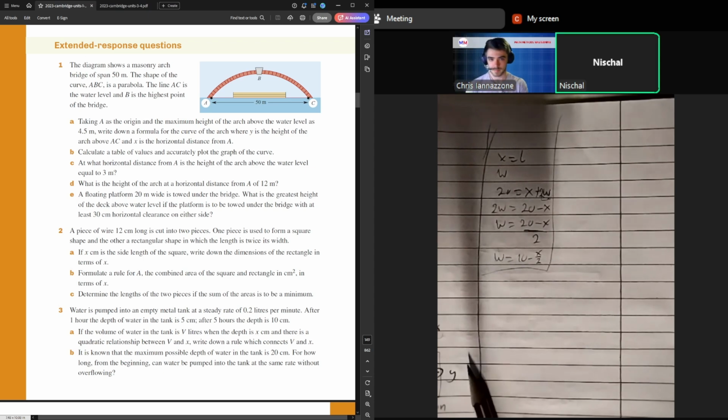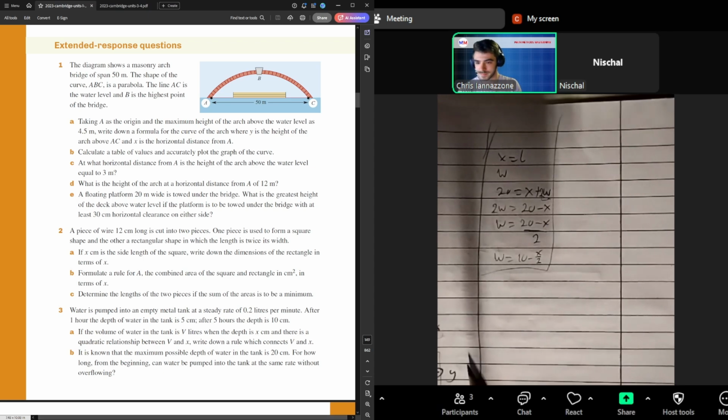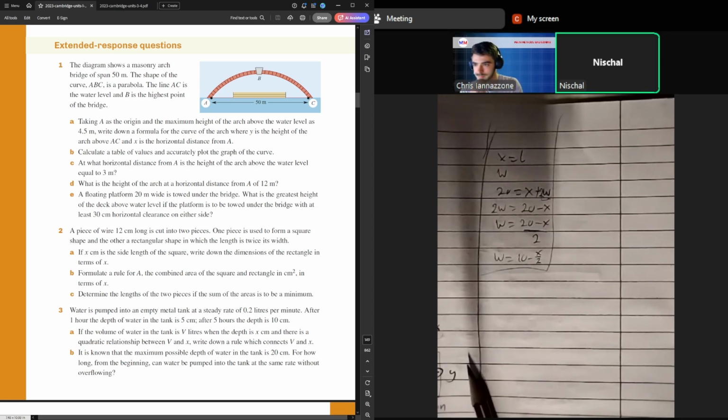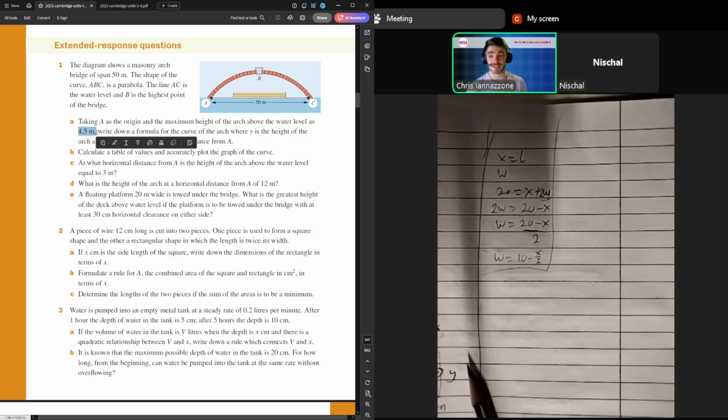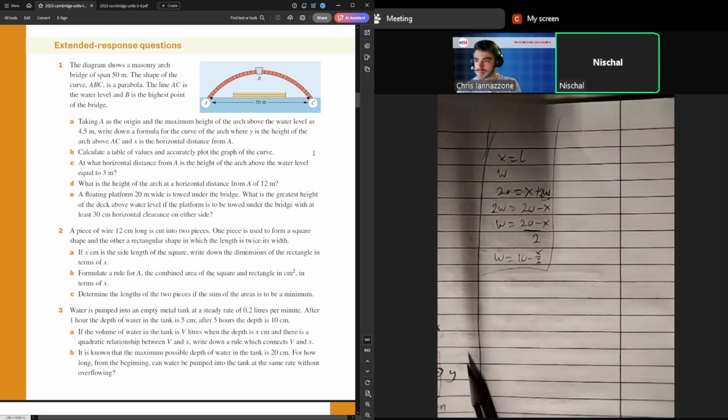For the first question, do we assume that A is 0 and then C is 50 on the x-axis? Yeah, taking A as the origin, A is going to be the point (0, 0), and as you said, C would be 50. So let's say B is 4.5. Remember, these are coordinates, so they've got a Y and an X component to them. So 25, 4.5. Yeah, that's it.